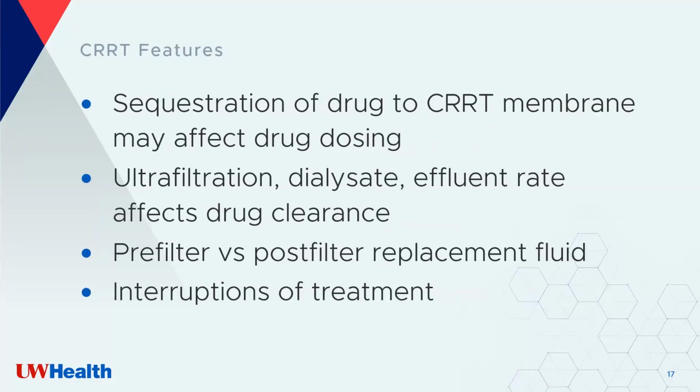CRRT features may also affect the drug clearance. As I said previously, the faster the rate of the CRRT is, the more drugs will be cleared. So this includes the ultrafiltration rate, the dialysate, and the effluent rate. Drugs that sequester to the membrane of the CRRT machine may also affect dosing and rapidly clear the medication. However, the only medication that has really demonstrated sufficient binding to the CRRT membrane is colistin, and we do need to empirically increase the dose of the colistin to account for the sequestration. It is not as much of a factor when dosing our other medications, as they do not significantly sequester to the membrane.